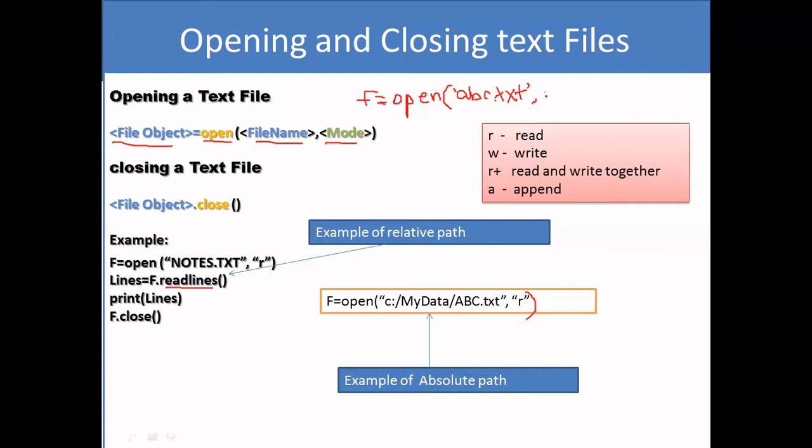So mode can be what? Your read mode, right? And mode can be your W mode. Mode can be your R plus, that is read and write together, or it can be A, or it can be A plus also, right? And in this example, if I'm giving abc.txt, it means I'm giving a relative path, isn't it? If I want to give an absolute path, you have to give the whole location of the path or path name of the file. Clear? So this is how we can open and close the simple way.